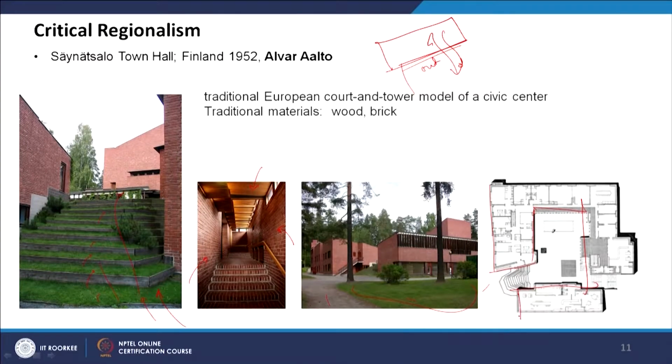Now, if we look at the plan of the building, it comes from the traditional European court and tower model of a civic center. So this is a town hall, which is a civic center. The traditional European civic center has a court, and you enter towards the courtyard, and then there is a tower. So these are the traditional models of civic center which he followed, and the traditional materials, wood and brick, are giving this design. That's how this is blending the concept of the traditional court and tower model of a civic center into the design, and becoming an example of a critical regionalist design.